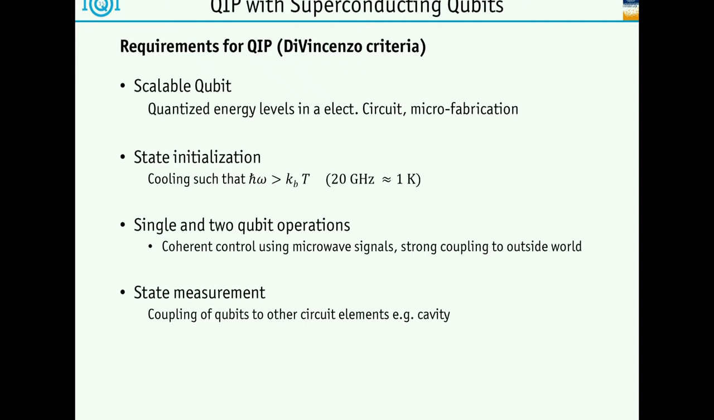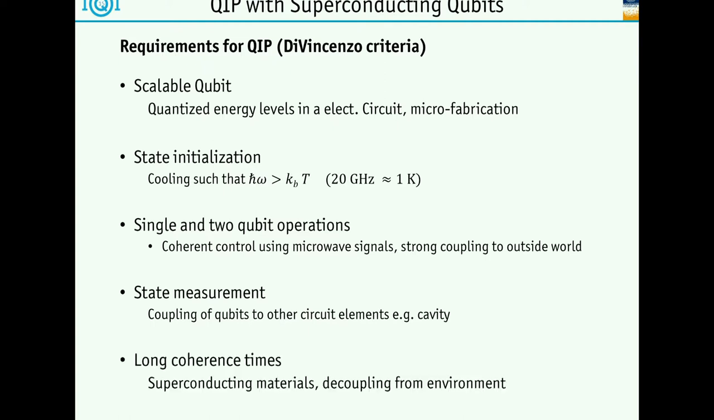We have to be able to measure the state. We want to do this most likely in a quantum non-demolition fashion. So I want to be able to do repeated measurements. That means I have to be able to couple my qubit to some other circuit element that allows me to measure its state. And we will see we can actually use microwave cavities to do that.